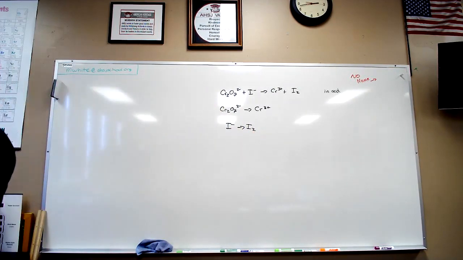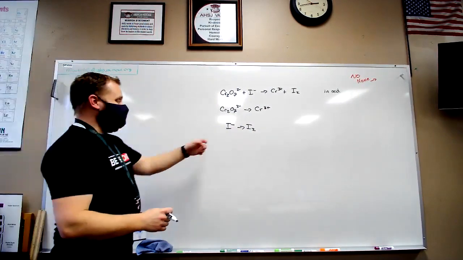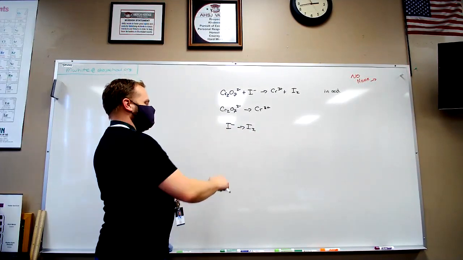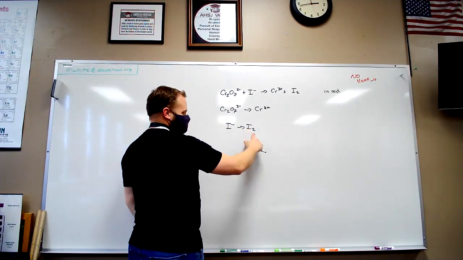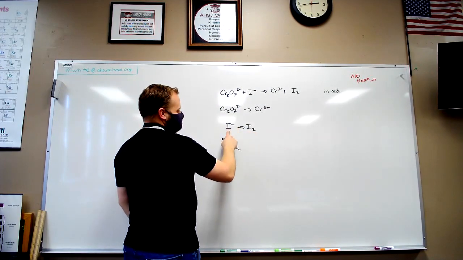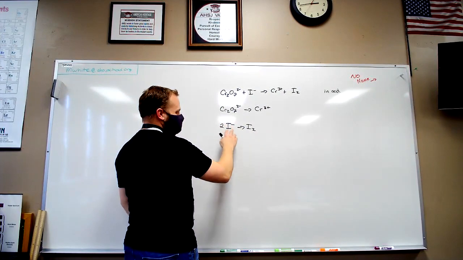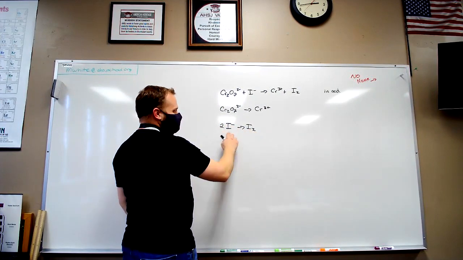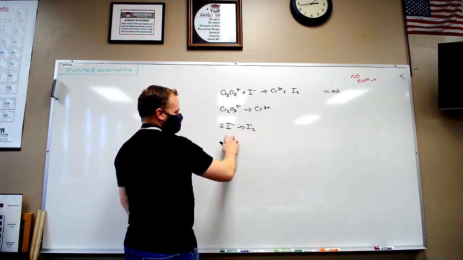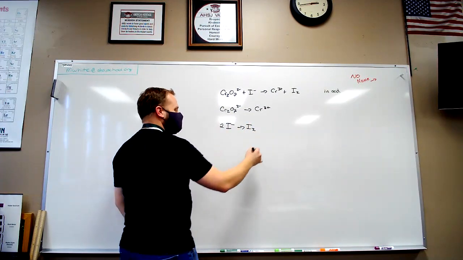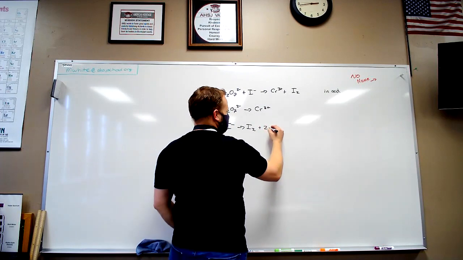Pretty straightforward. Okay. Once again, I would start with this one because it's simpler. So we have this diatomic iodine. We need two of them. Okay. So we need two iodines, two iodines. Charge on this side is 0. Charge on this side, because we have 2 at -1, is -2. So we add 2 electrons.